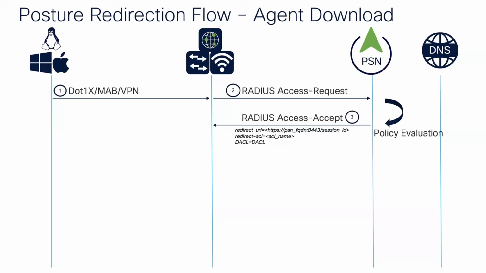Initially, the PSN gives restricted access because it doesn't know what the posture status of the endpoint is. Its responsibility is to give restricted access to the endpoint so that it can talk to the DNS server, the DHCP servers, the remediation servers, and the PSNs. So that's the restricted access. If they try to contact anything else, the traffic is restricted.